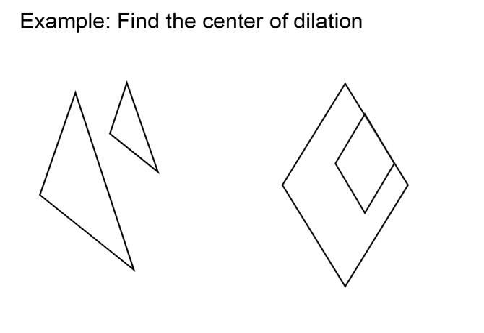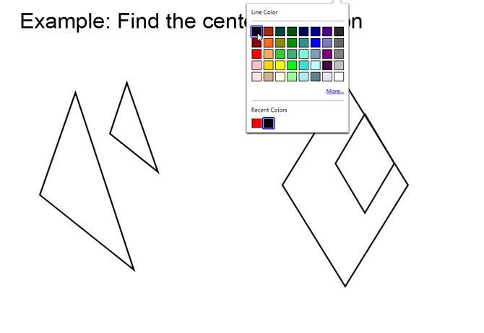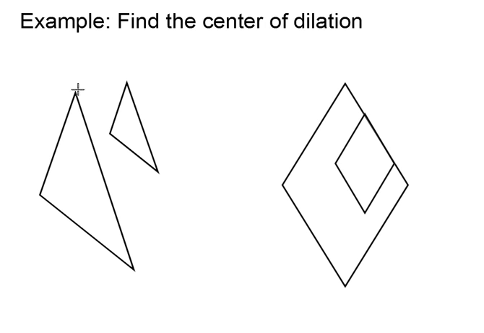Find the center of dilation. Now this is actually one of the easiest skills of our lesson. All I have to do for this is find out where all those lines that touch each of the corners intersect. I'm going to draw a line that extends and touches both of the corresponding vertices of our shape.